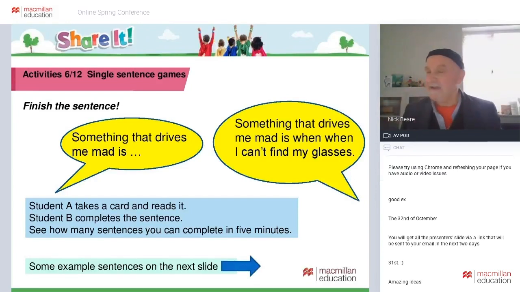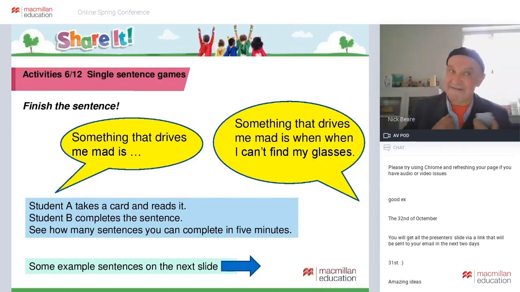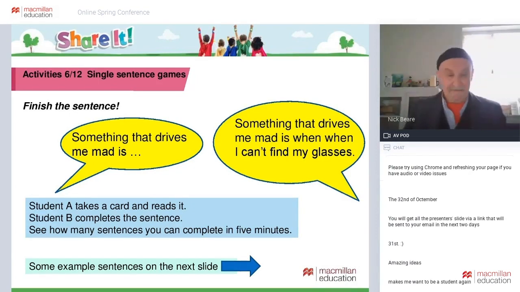Something that drives me mad is, so student A says, something that drives me mad is, and student B has to say what it is. Something that drives me mad is, and they can think of it. When I can't find my glasses. Well, that was me, okay? Drives me mad when I can't find my glasses completely. Loads of other sentences, which you'll see here.